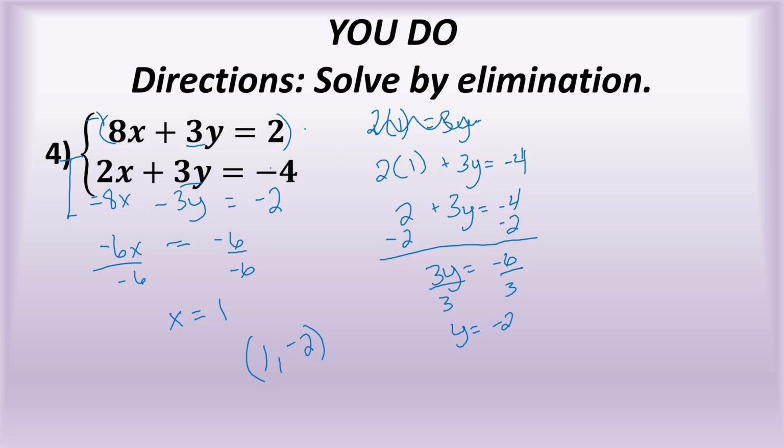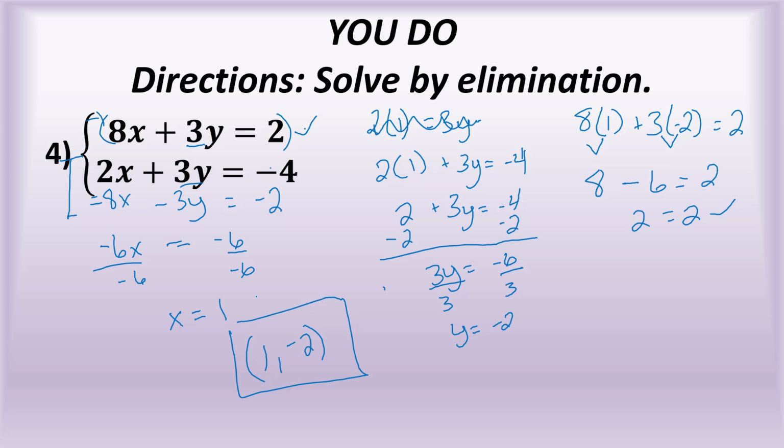We want to check that in the equation that we didn't use. So 8 times 1 plus 3 times -2 should equal 2. 8 times 1 is 8. 3 times -2 is -6. So 2 does equal 2. We have solved correctly, and (1, -2) is a proper solution for this problem.